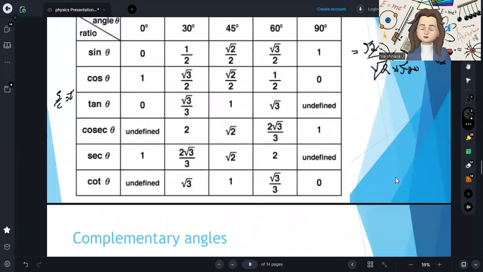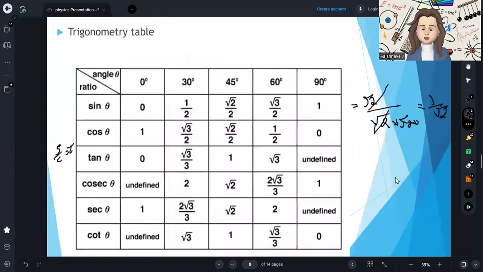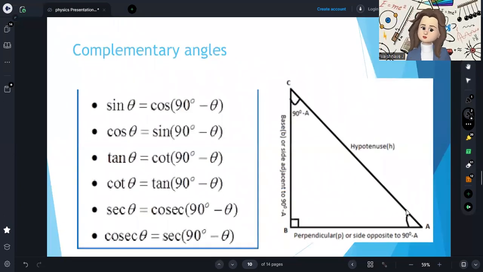Before that, until now, we have seen angles from A. We can also see from 90 minus A. So if we want to find values of 90 minus A, sine theta is equal to cos of 90 minus theta. Sine of whatever value you get for sine A is equal to cos of 90 minus A. Clear? Like that, cos theta is equal to sine of 90 minus theta.